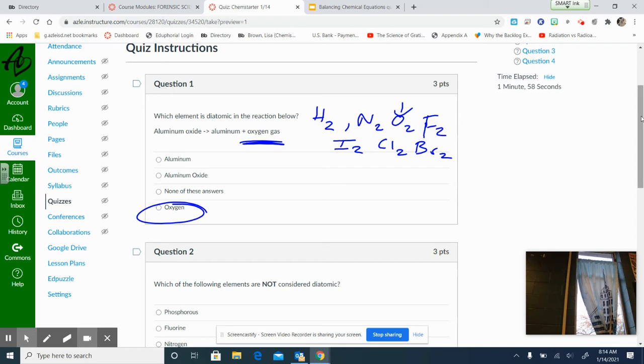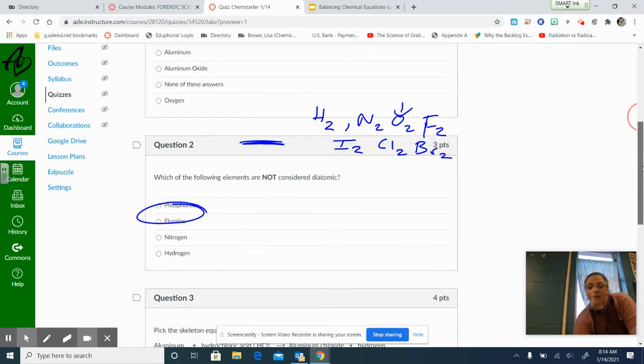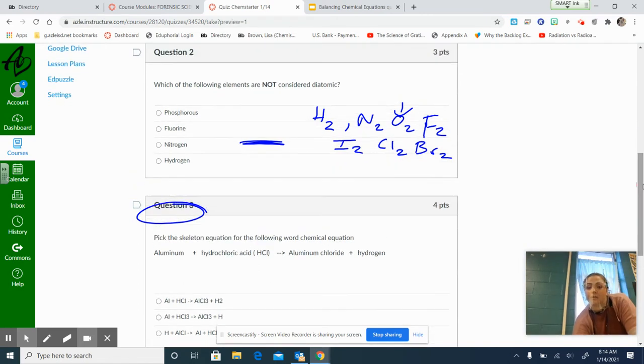Let's scroll down. My board doesn't let me scroll anymore. I have to come do it on my computer.